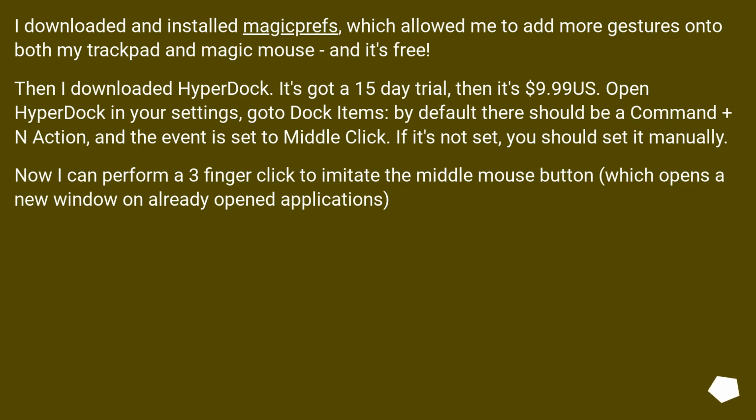Open HyperDock in your settings, go to Dock Items. By default there should be a Command plus N action, and the event is set to middle click. If it's not set, you should set it manually. Now I can perform a 3-finger click to imitate the middle mouse button, which opens a new window on already opened applications.